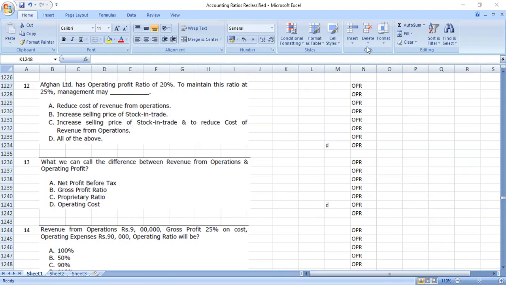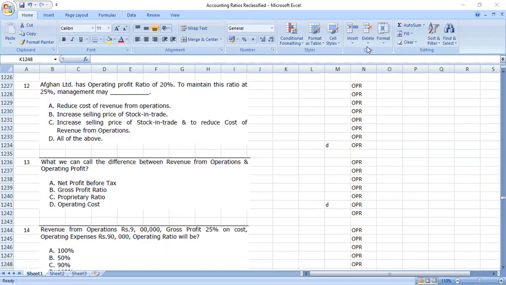Increase the selling price of stock in trade. When you increase the selling price, it is a per unit thing. For 1 unit how much it is, that is the price. Sales is the total amount of sales. So I sold 100 books for 10 rupees each, selling price is 10 rupees, sales is 1,000 rupees or revenue from operation is 1,000 rupees.